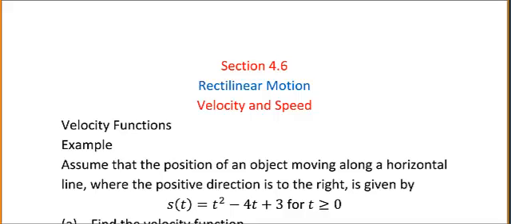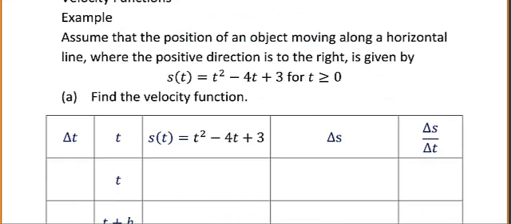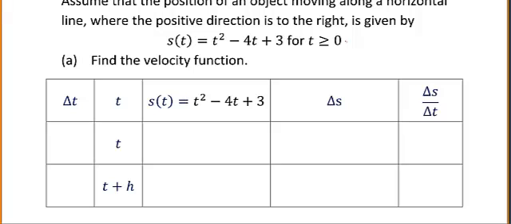In this video, I'd like to talk about velocity and speed. And so let's start with an example. We have calculated in the previous examples average velocities, but now let's calculate instantaneous velocities. All right, so here's what we do. We calculate the average velocity over an arbitrary interval and then let that interval go to 0.